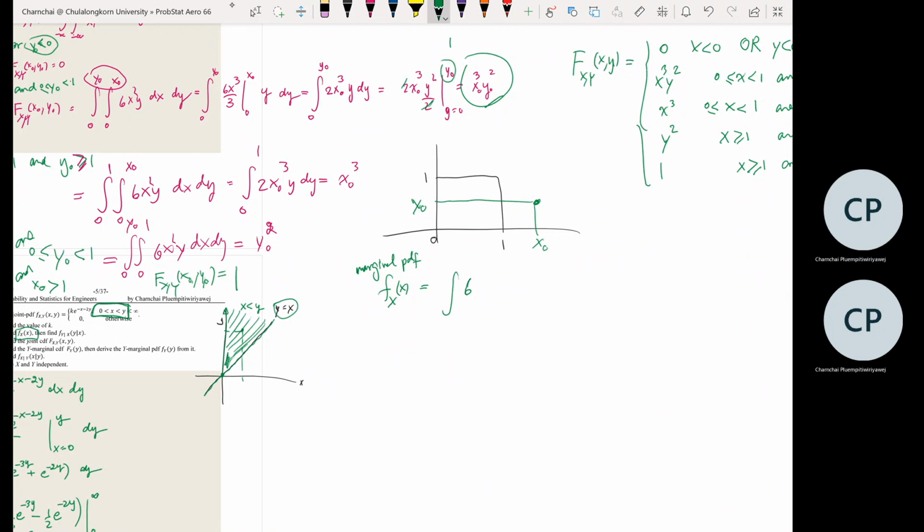6 e to the negative x minus 2y dy from... No, we put in this one already, we put this one already. 0 to infinity, ใช่ไหม y from 0 to infinity, okay.